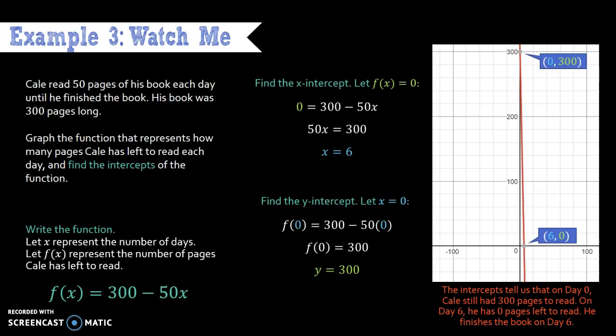Our intercepts are telling us that on day 0, so when he started, he had 300 pages left to read. That makes sense. If you haven't read any of it yet, no time has passed, you got the whole book left. On day 6, down here where I'm pointing, he has 0 pages left to read. So that means he finishes the book on day 6.